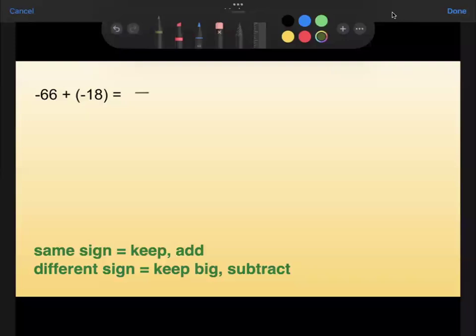Now we need to add the numbers together to find out what number that is. So we have to take 66 and we're going to add 18 to that. 6 plus 8 is 14. And then 1 plus 6 plus 1 is 8. So we're going to take that 84 and put it in front of the negative. So now our answer is negative 84.